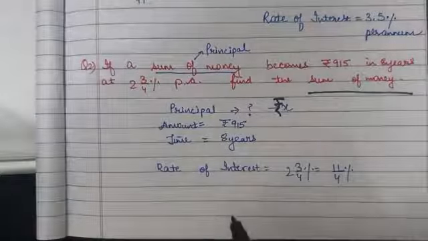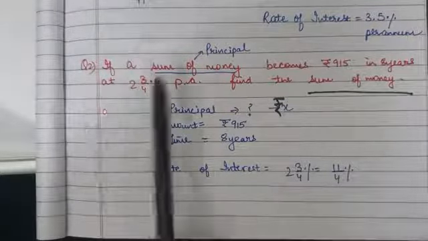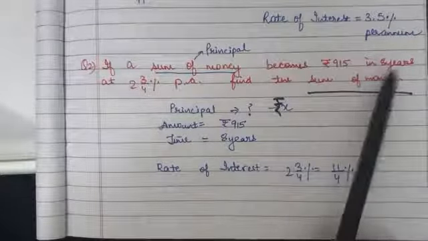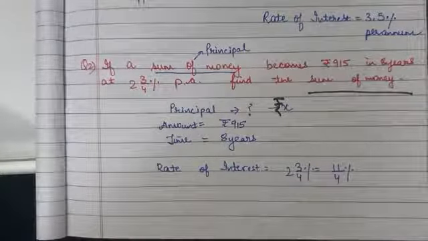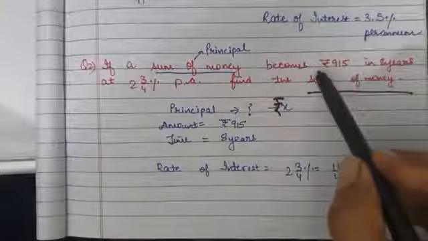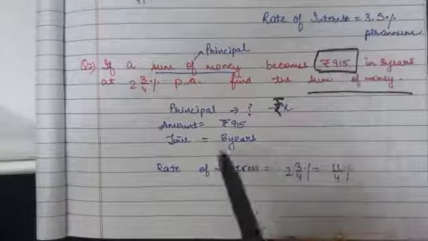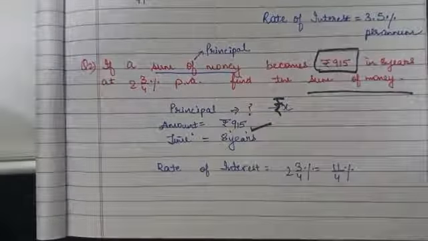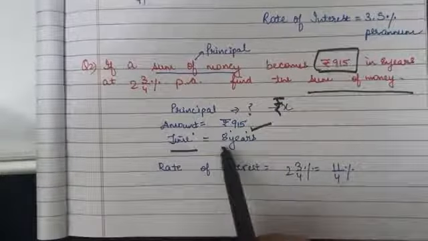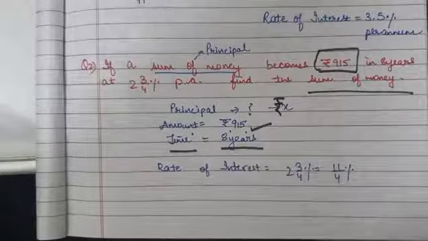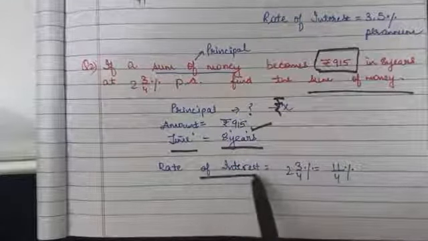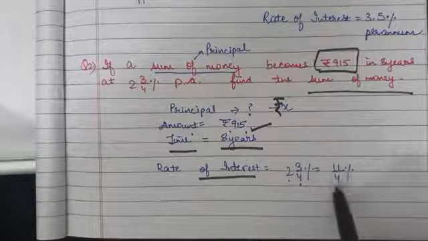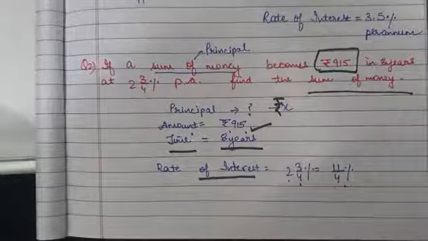So let us take principal is equals to rupees X because we have to find the principal. Now it is given that the principal becomes 915 rupees in 8 years. Means after 8 years we will get this amount. So the amount is 915 rupees. Now the time is given to you 8 years. So now the rate of interest is 3 upon 4%, that is 11 upon 4%.